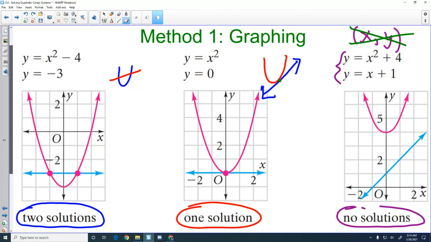So sometimes we won't have an answer, and your answer is no solution. And if that does happen, remember that we do have a fancy symbol for that. It's a circle with a slash through it. So that means there's no solution to this system of equations.